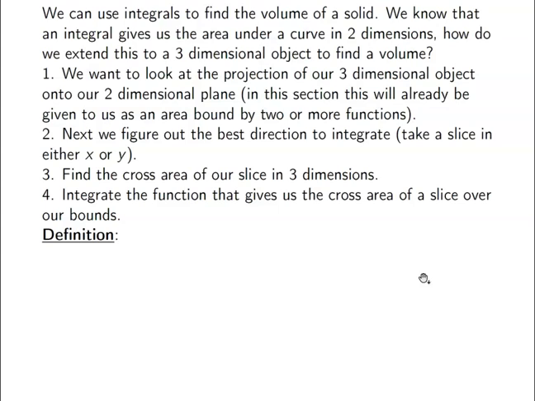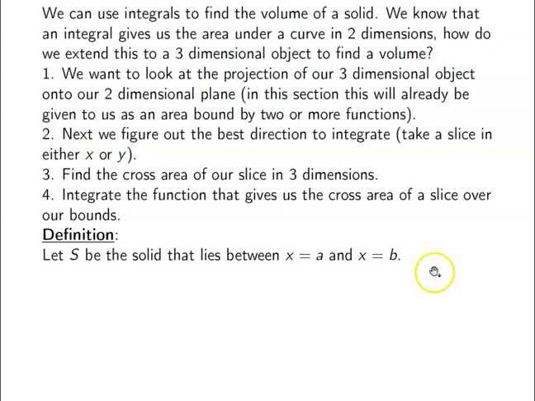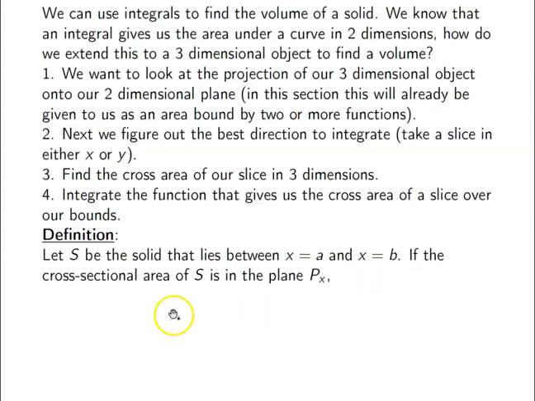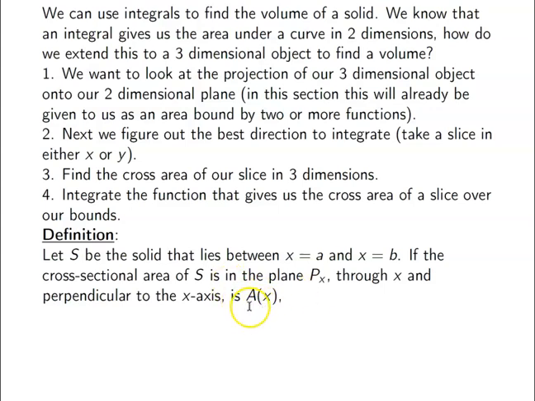So let's look at our definition so we have a little bit more formal manner of looking at this. Let's say that we have a solid. We will call that solid S. And let's say that solid lies between x equals a and x equals b. Okay. If the cross-sectional area of our solid lies in a plane, which we call P of x, which lies through the x-axis and perpendicular to it, we'll call that A of x. So this A of x gives us the area of a cross section at a point x within our solid.